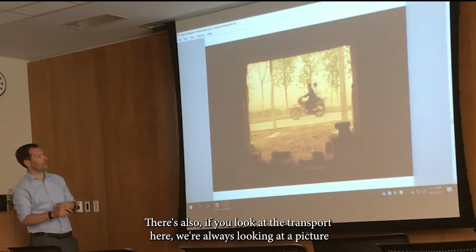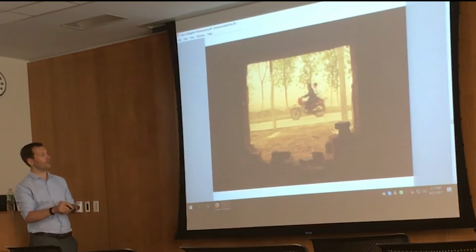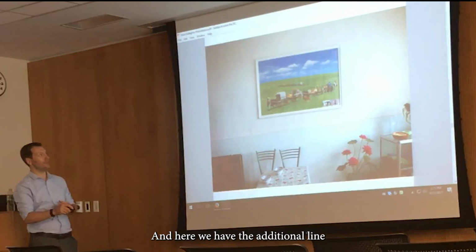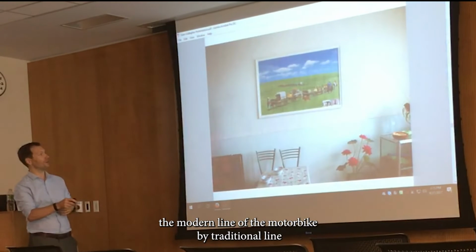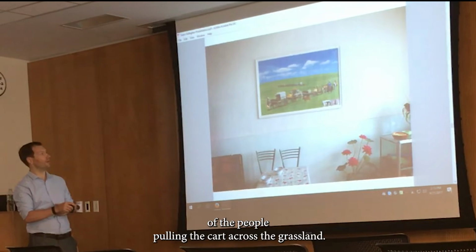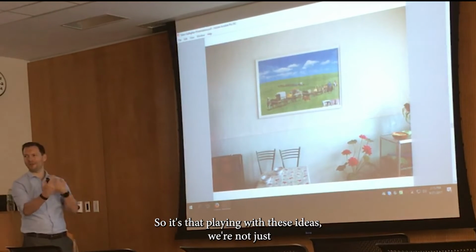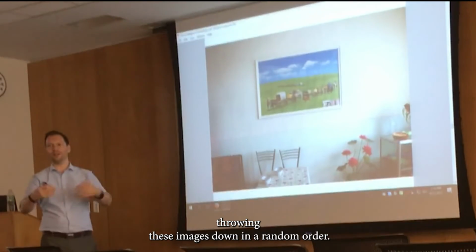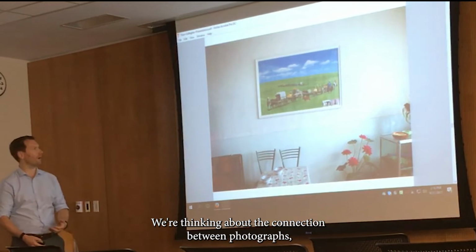There's also, if you look at the transport, here we're almost looking at a picture, a framed picture of life, the men on the motorbike. Then here we have the traditional life. So from the modern life, men on the motorbike, to the traditional life of the people pulling the cars across the grassland. So it's playing with these ideas. We're not just throwing these images down in a random order. We're thinking about the connection between photographs.